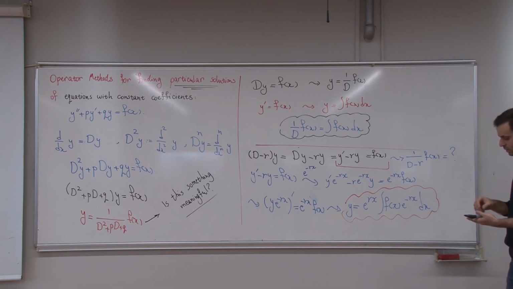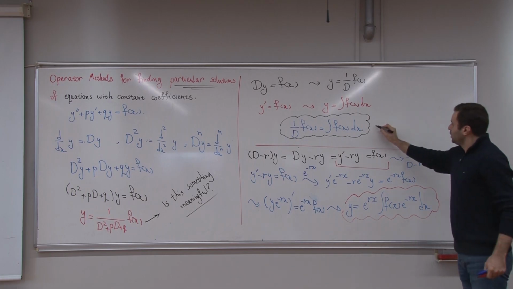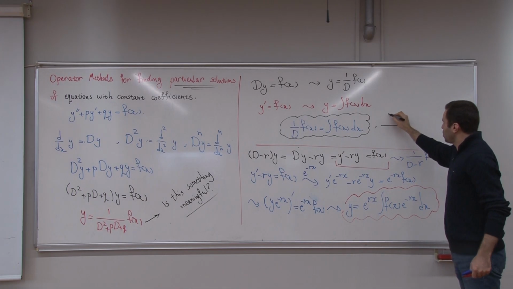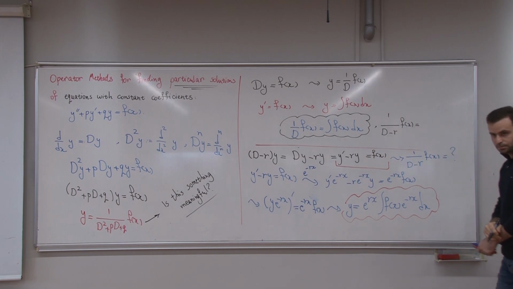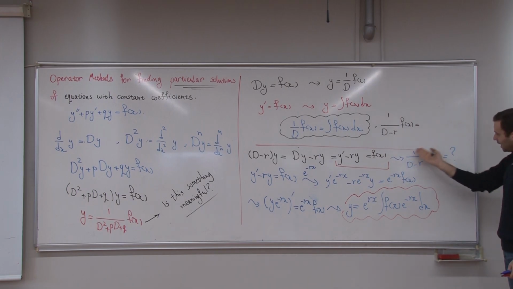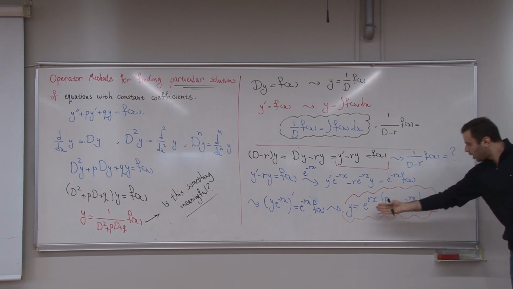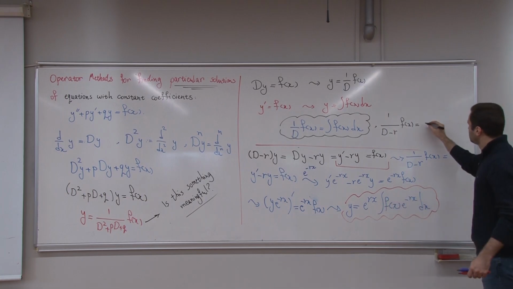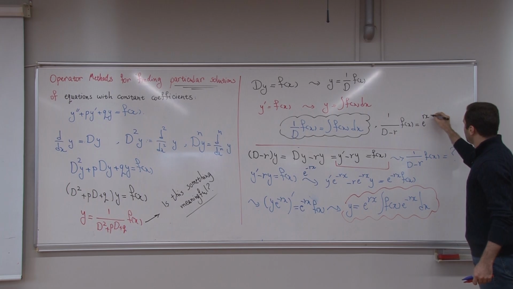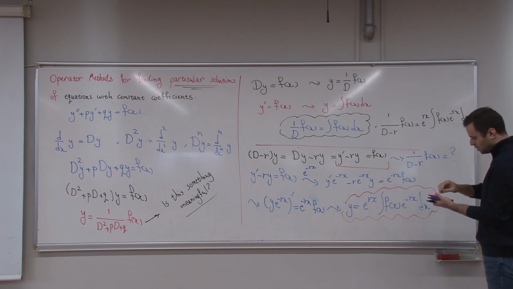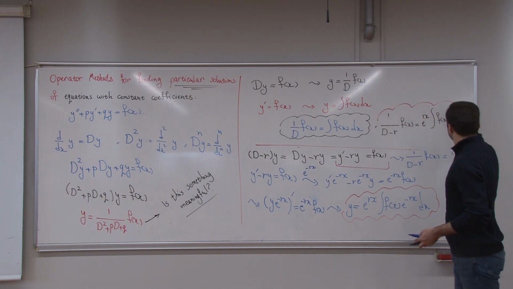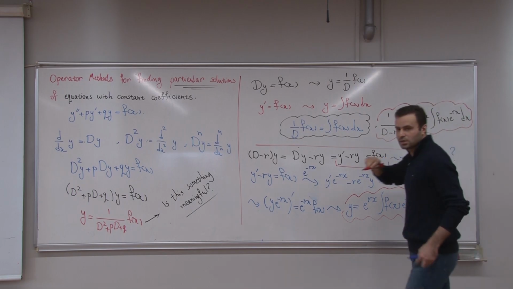With this assumption, what is going to be my second definition? So how can I write D minus r of f of x? The aim was to define this, right? So I can define this as e to the power of rx integral of f of x e to the power of minus rx dx. This is going to be our case.